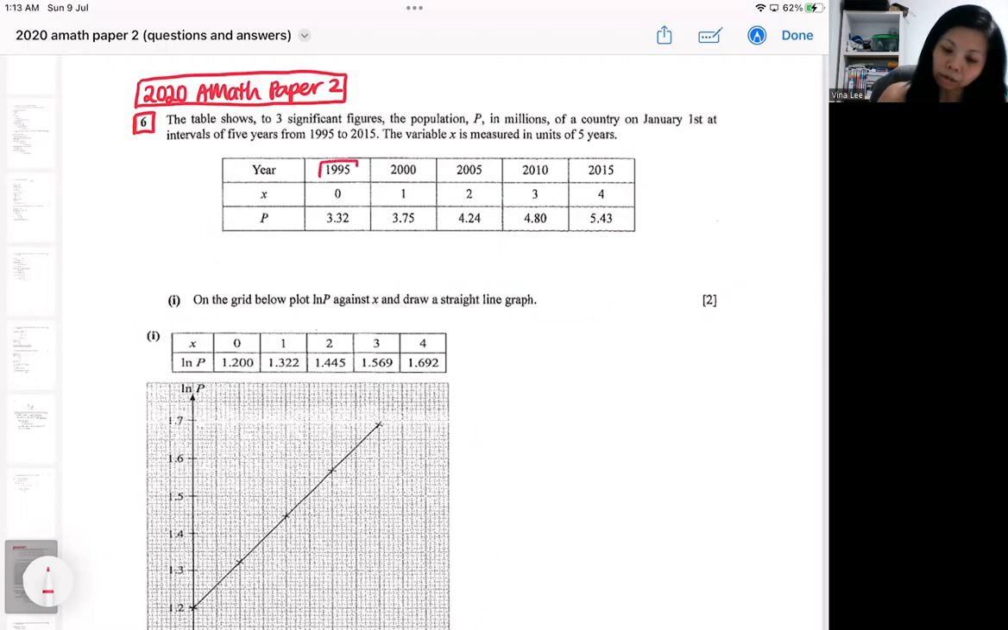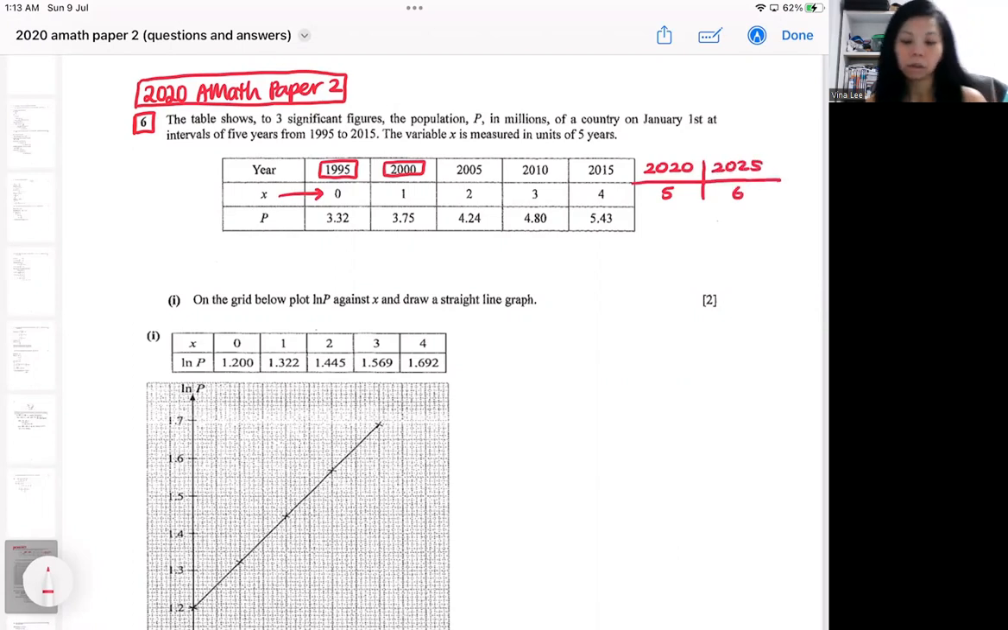They start from 1995 and it's equivalent to x equal to 0. Then the next block of 5 years, 2000, will be x equal to 1. So it will be in an interval of 5 years. This is what you need to realize first, and the population is already in million.